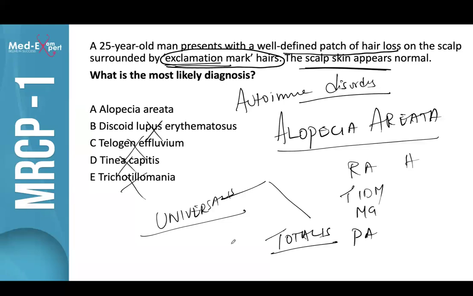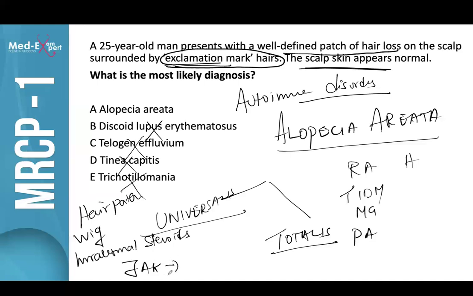There's a lot of treatment. You can give some hair patch. You can suggest some wig. You can suggest intralesional steroids. All these things you can suggest. But among all of them, the most important latest drug is JAK inhibitor. What is meant by JAK? Janus kinase inhibitor, called baricitinib, is used.